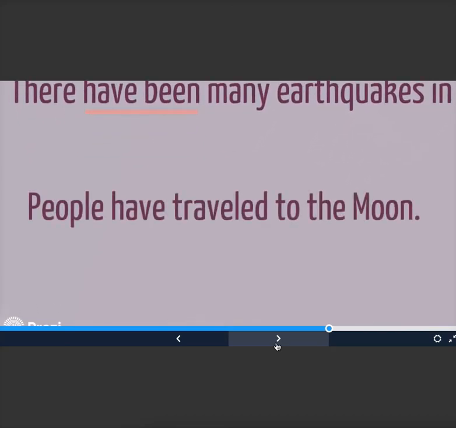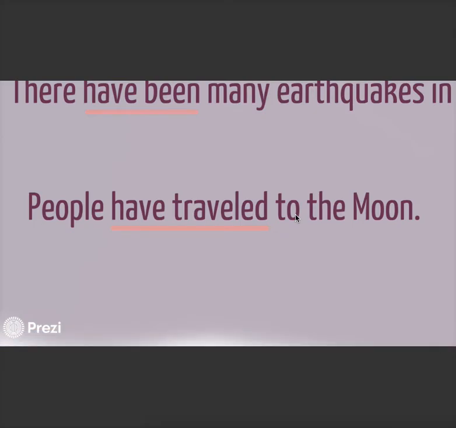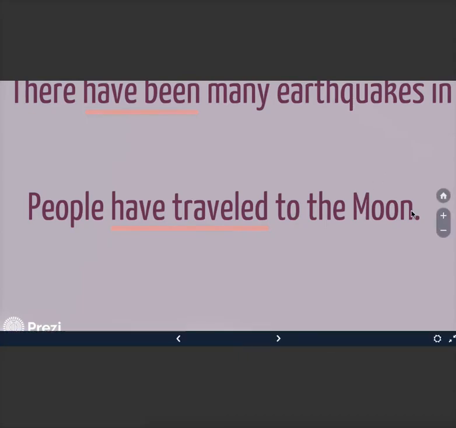Look at this one. Another example. People have traveled to the moon. So once again, you have your subject, your auxiliary verb, that in this case is have because you have this in plural, and the past participle form of the verb. So people have traveled to the moon. When did this happen? We don't know. No tenemos aquí, en este ejemplo, un tiempo específico. Is this going to happen again? We don't know. This may be, but we don't know. Okay, guys?